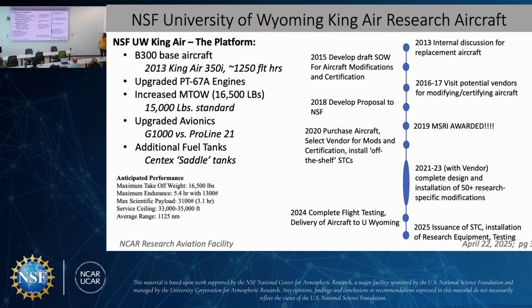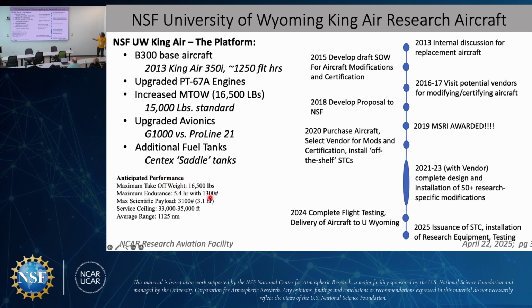So the aircraft is built on a B-300 base aircraft, which is a King Air 350i. The aircraft was used, built in 2013. It had about 1,200 flight hours on it, so it was a lightly used aircraft. Shortly after purchase of the aircraft, we upgraded the engines to larger PT6-67 engines. We increased the max takeoff weight from its standard 15,000 pounds to 16,500. We upgraded the avionics. We added additional fuel tanks, etc. We have some of the anticipated performance characteristics down here on the lower left.